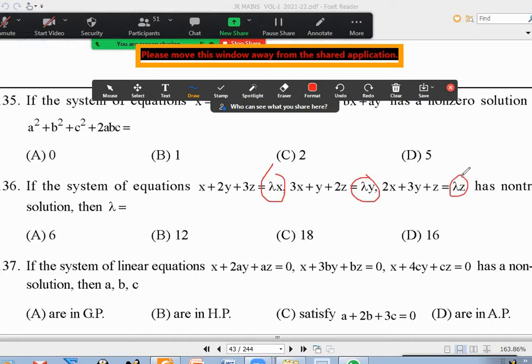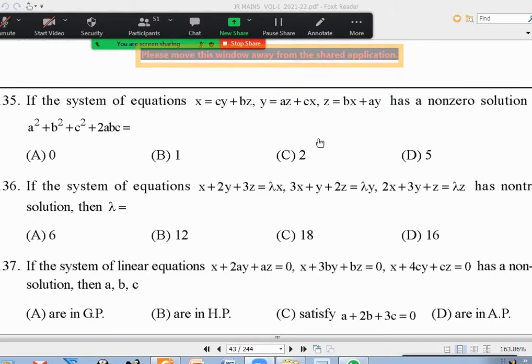Bring lambda x common: in the first equation, x common 1 minus lambda, and in the second equation, y common 1 minus lambda. Third equation, now it is homogeneous. Homogeneous means a non-trivial solution exists at delta 0. Sir, det of A, I got 1 minus lambda whole cube minus 18 into 1 minus lambda. Just expand and simplify it.